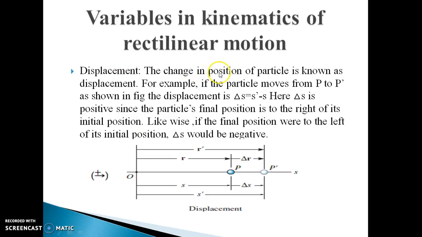Displacement. The change in position of the particle is known as displacement. For example, if the particle moves from P to P dash, as shown in the figure, the displacement of that particle is given by delta S, S dash minus S. Here, delta S is positive since the particle's final position is towards the right with respect to the origin. Likewise, if the final position were to the left of its initial position, delta S would be negative.